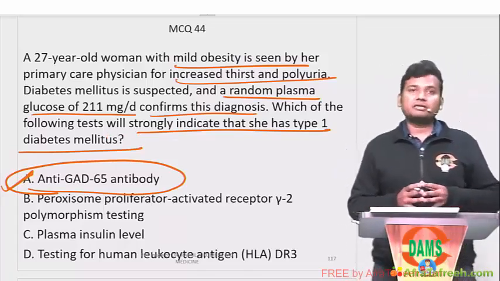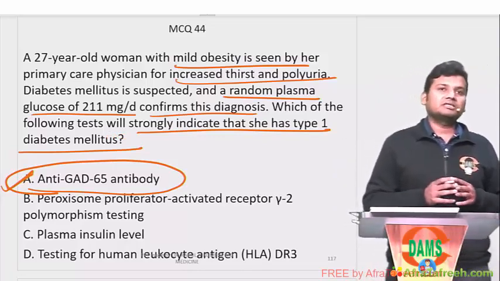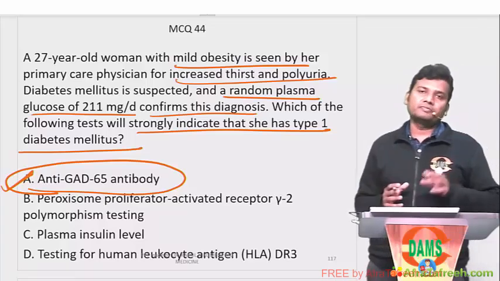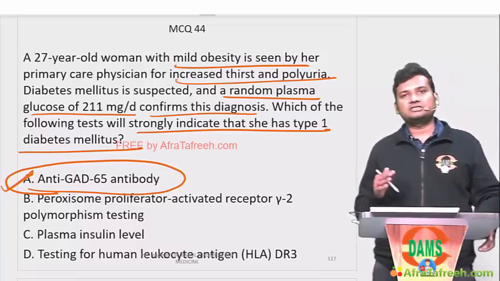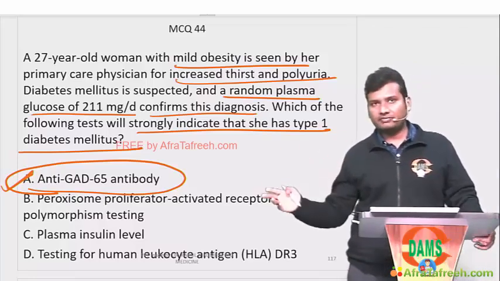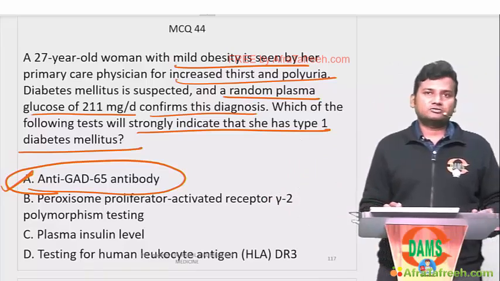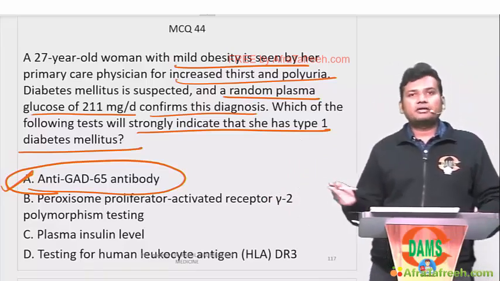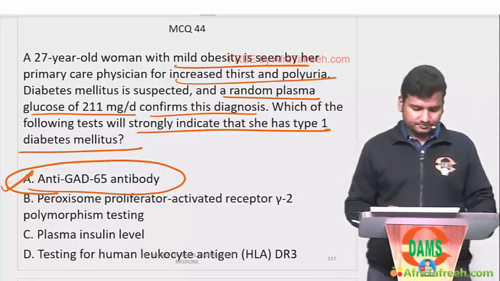Please remember the names of all antibodies, and please remember this anti-GAD65 antibody. And please remember, only pathogenesis can differentiate type 1 from type 2 diabetes. Means if antibodies are present, the patient is a case of type 1 diabetes. If antibodies are absent, the patient is a case of type 2 diabetes.